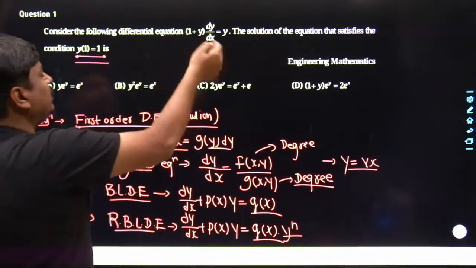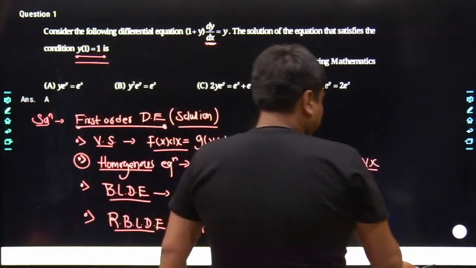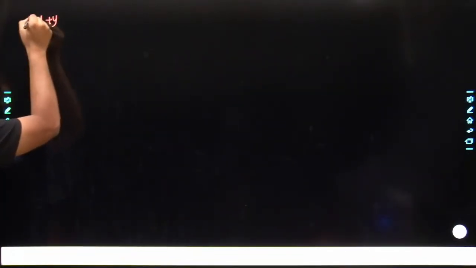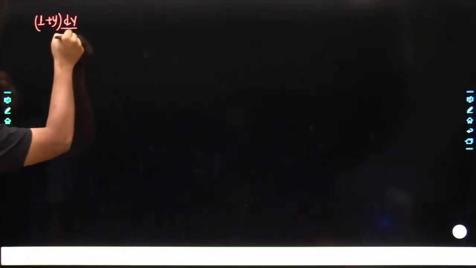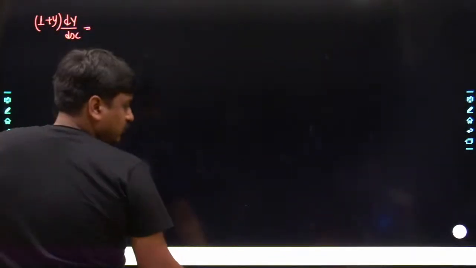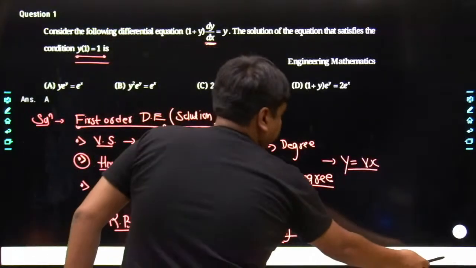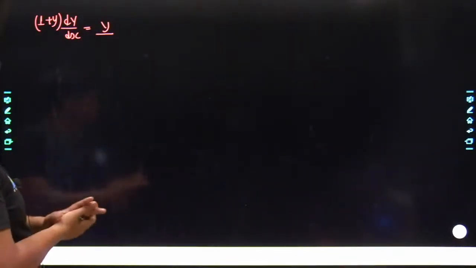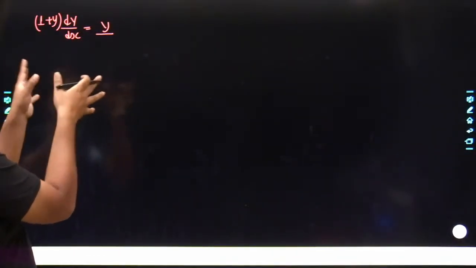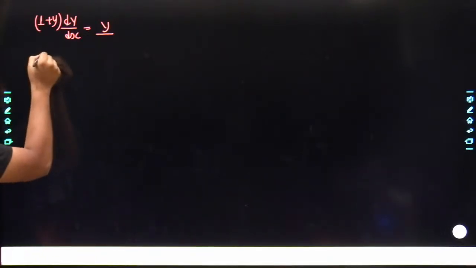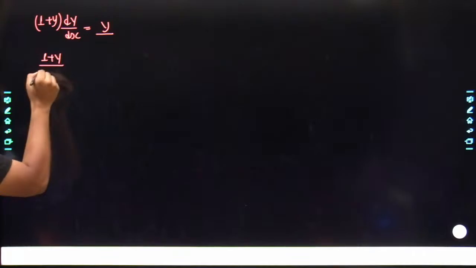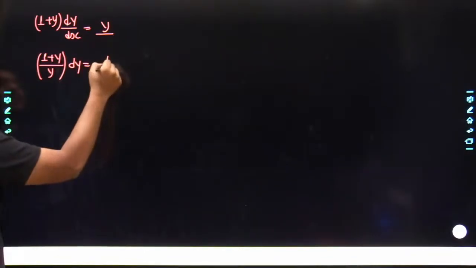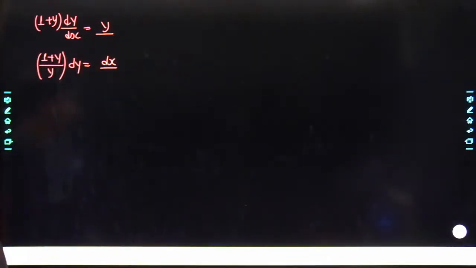Yes, so let me bring this problem into the next working board. The problem is (1 plus y) dy by dx equals y. What I would be doing is arranging the problem so that it follows the variable separable technique. So 1 plus y would remain 1 plus y. The y has been shifted downside, it would become (1 plus y) divided by y multiplied with dy, and the dx is multiplied with 1. Simply it's going to be dx.